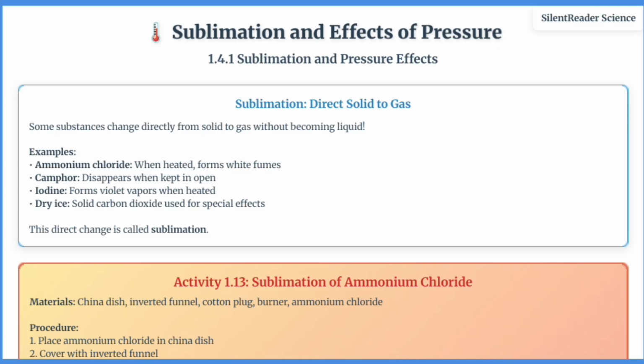When we apply pressure to gases, we can liquefy them. This is how LPG and CNG are stored in cylinders. Reducing pressure on liquid carbon dioxide produces dry ice. These phenomena show how temperature and pressure can dramatically change how matter behaves, enabling many practical applications in daily life and industry.